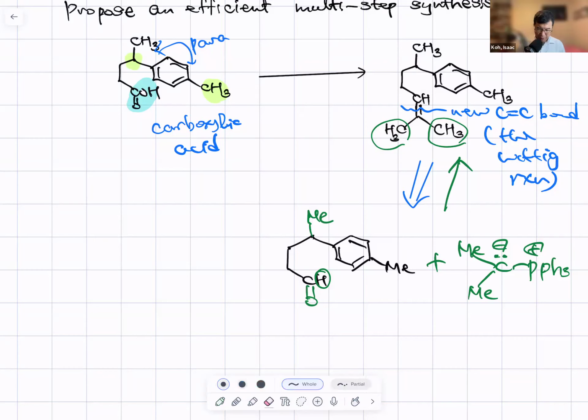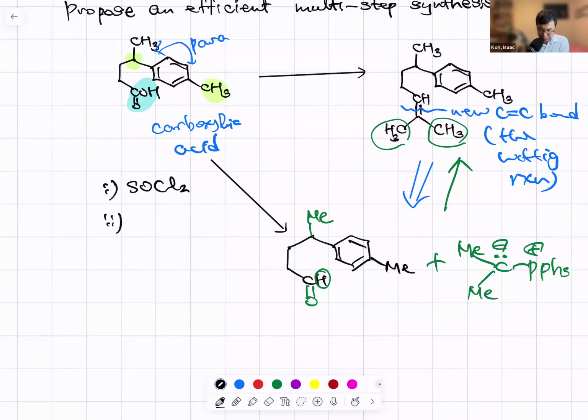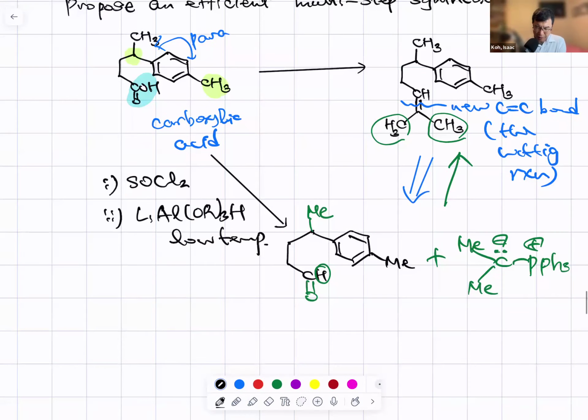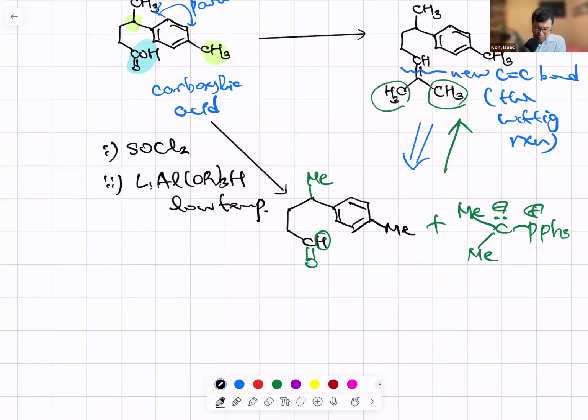And now how can we convert carboxylic acid into an aldehyde? So there are a couple of different methods. First, make them into an acid chloride by using thionyl chloride, and then acyl chloride with lithium aluminum trialkoxy hydride will make them into an aldehyde, right?